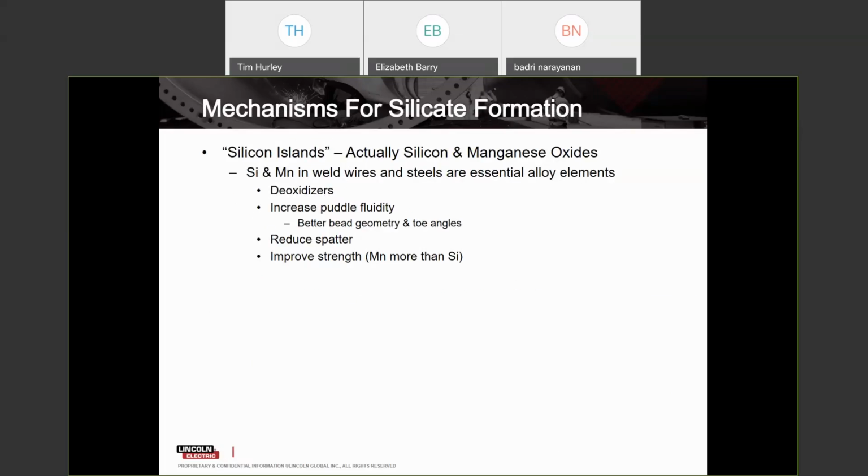These elements also improve puddle fluidity, so you get better bead geometry, angles, and fatigue life from that. They help to reduce spatter, and in the case of manganese and more silicon, it improves the strength of the steel.